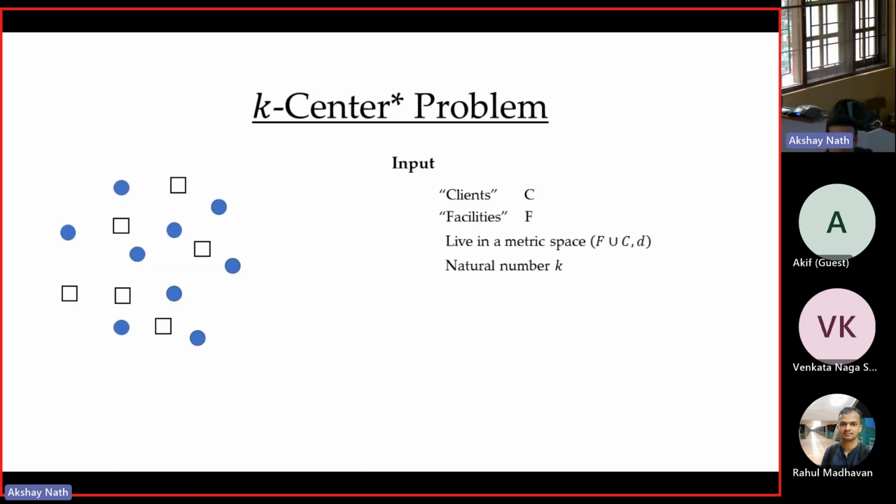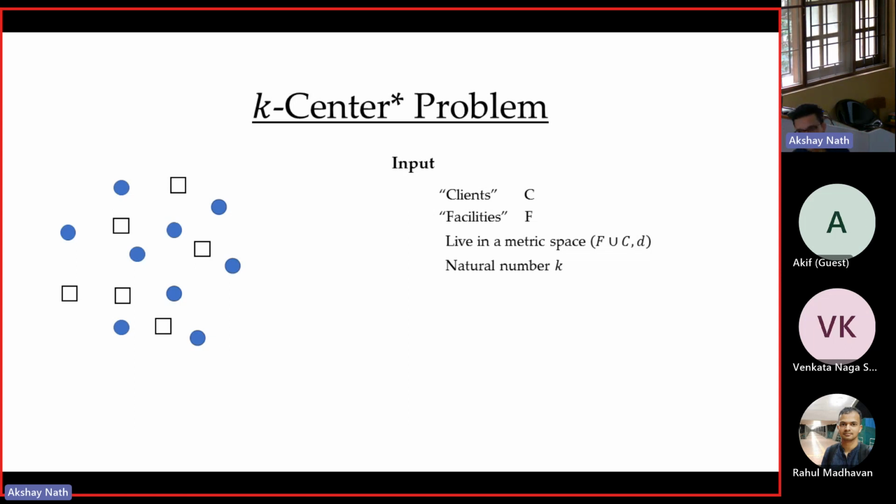Let me tell you what the problem is. The problem I'm going to talk about is called the k-center problem. We are given some points in a metric space, which I'm going to call clients, denoted with blue circles. We also have some other points, the squares, which I'm going to call facilities. These are the candidate centers. That's the input. These points live in a metric space, so they satisfy the triangle inequality.